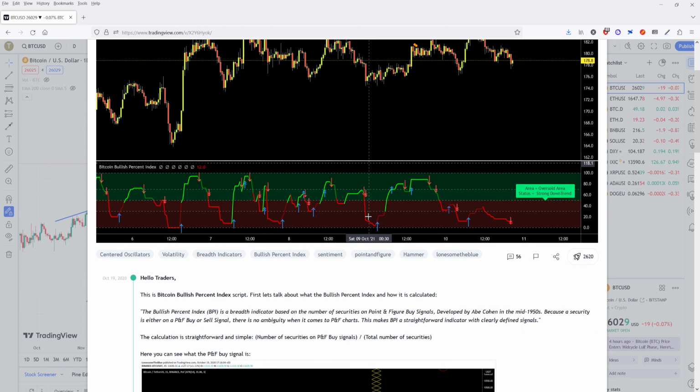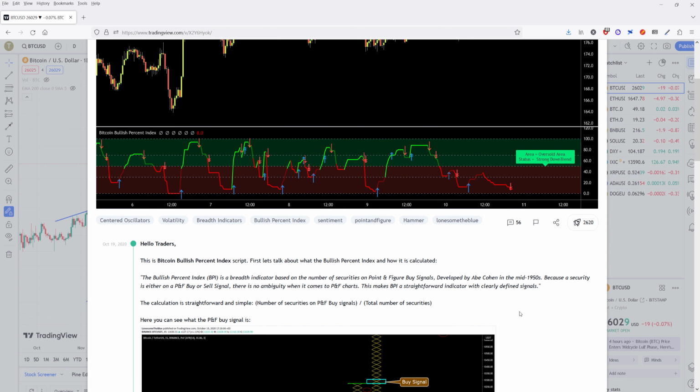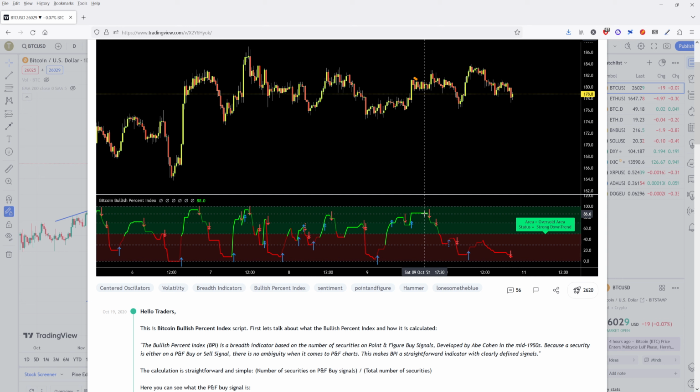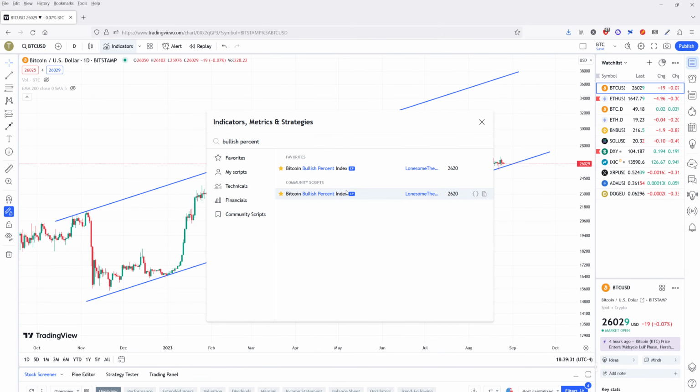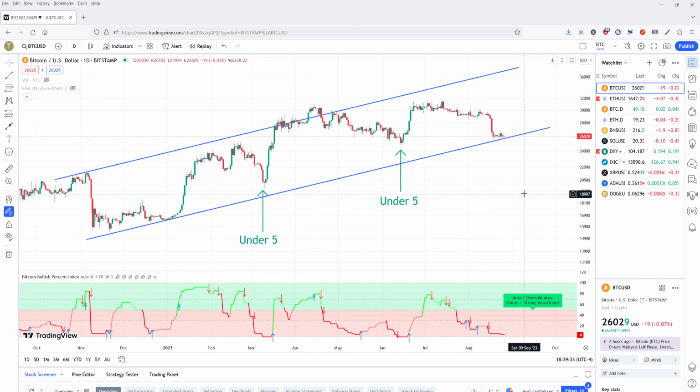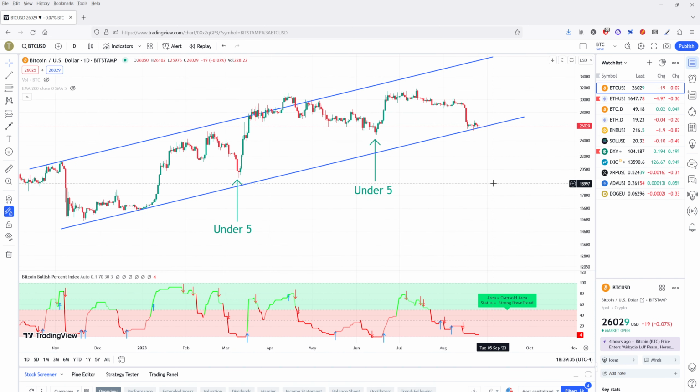So what this indicator does is it basically calculates the number of buy signals. It's primarily based off of the point and figure buy signals developed by Abe Cohen in the 1950s. And the way you would use this is very similar to how you would use RSI. We're going to get into that in a minute. First, we're going to bring it up, and then I'm going to talk to you about why I think this is so helpful.